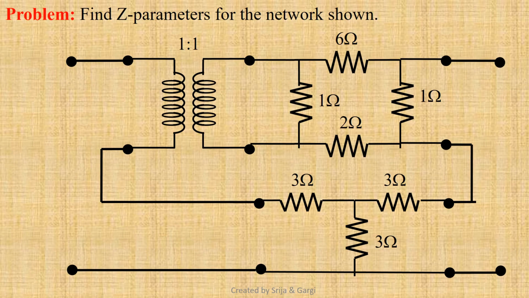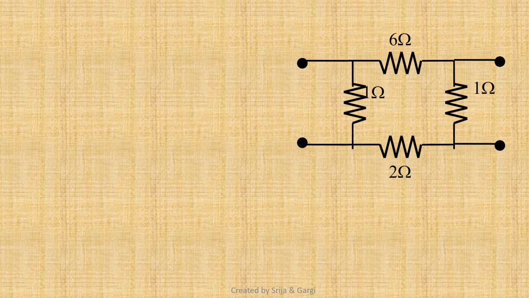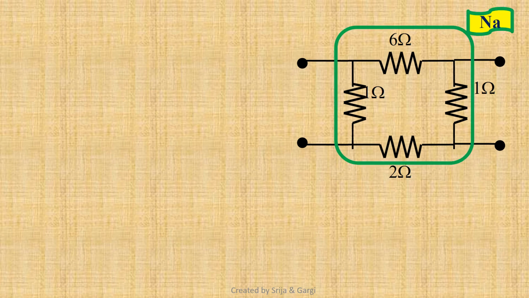Let us solve a numerical problem. We have to find out the Z parameters for the network shown. Here we can see network A and network B are connected in series connection. To find out the overall Z parameter matrix, we have to find out the Z parameter matrices for network A and network B separately. First, we shall find the Z parameter matrix for network A.